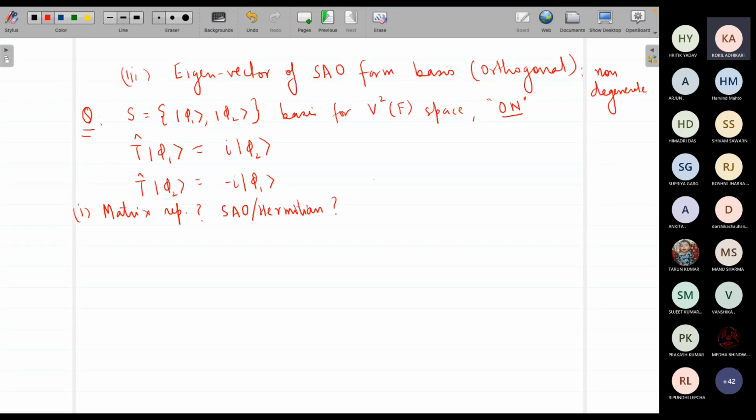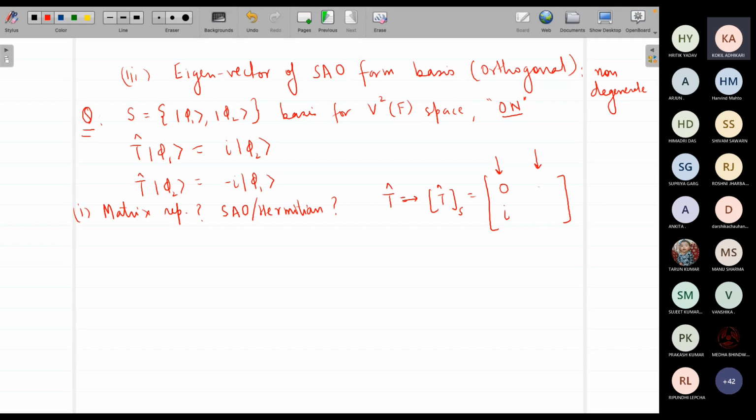So how are we going to do the matrix one? We can take 1, 0 and 0, 1, which is an orthonormal basis. So what will this be? First column: T acting on phi 1 gives you i times phi 2. So the first column is 0 and i.